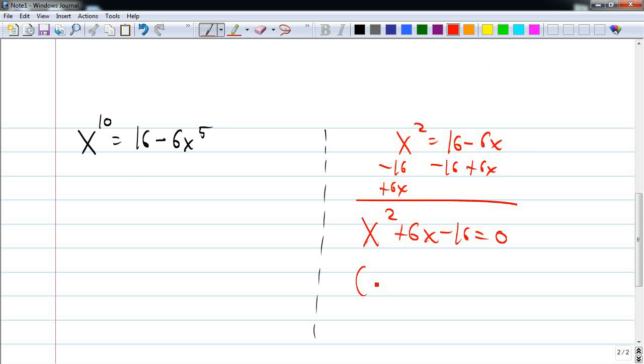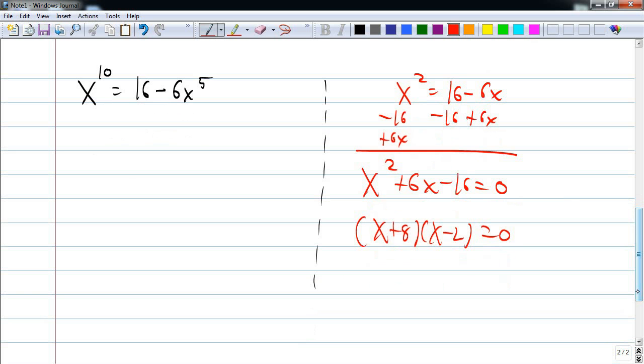This happens to factor. And I get x is negative 8 or x is 2. So x is negative 8 or 2. Okay? Yeah, this is quadratic. And I solved it like a quadratic. This equation is not quadratic, but it has the same form as this problem.